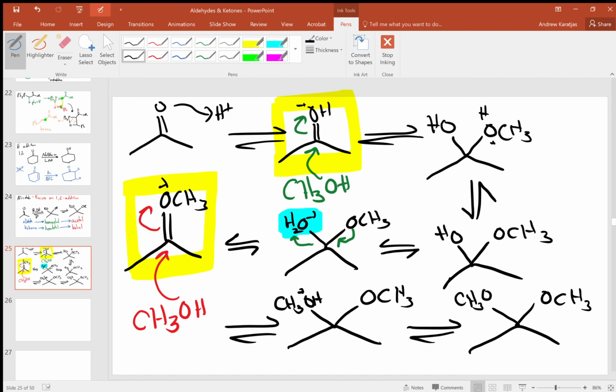So as we continue here, again, it's the amount of water that's present that will control which side of the equilibrium this reaction falls on. If we have a large amount of water present, then the reaction is going to go in reverse and favor the original carbonyl.